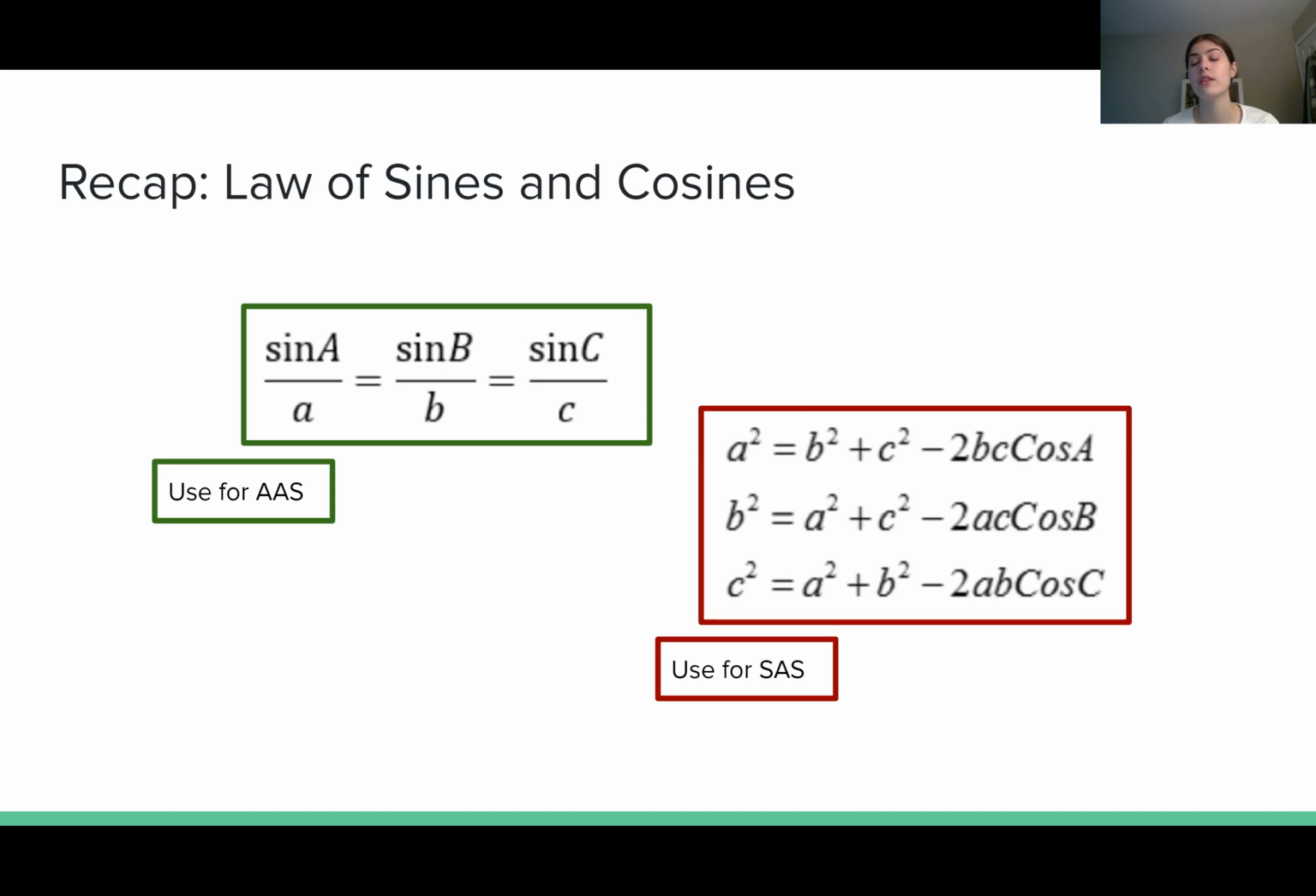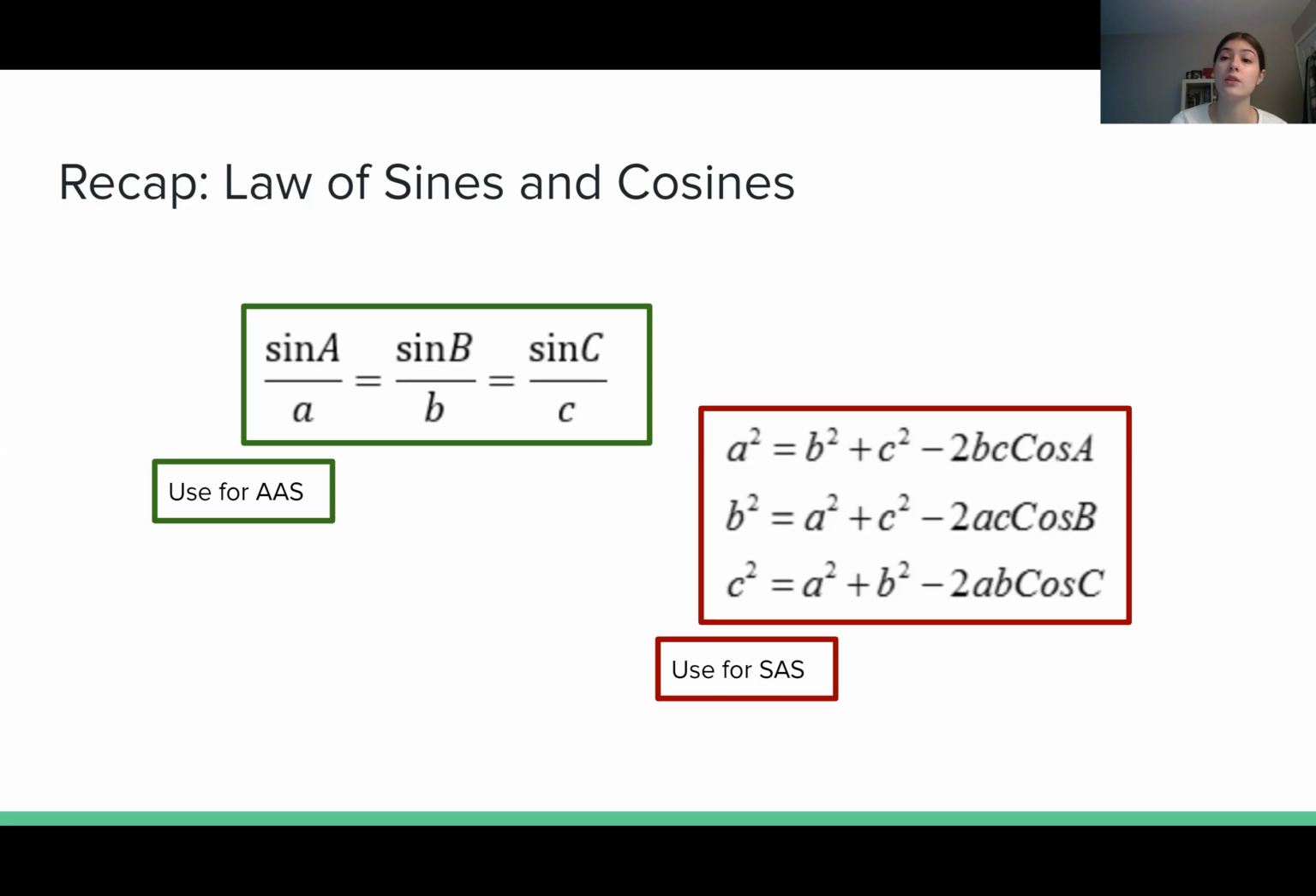Now let's take a look at the law of cosines here. So we've got a squared equals b squared plus c squared minus 2bc cosine A. B squared equals a squared plus c squared minus 2ac cosine B. And c squared equals a squared plus b squared minus 2ab cosine C. All right, so we use that formula then when we are given side, angle, side. So when we're given 2 sides and an angle, we're going to use the law of cosines.